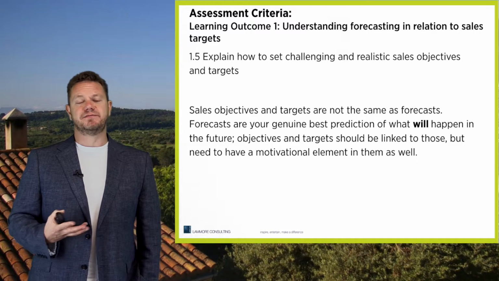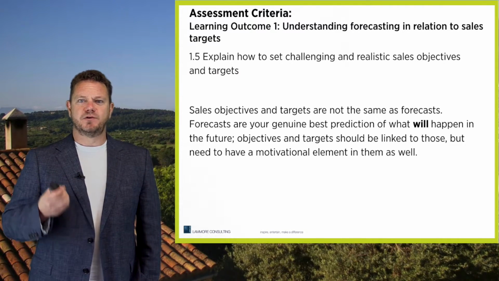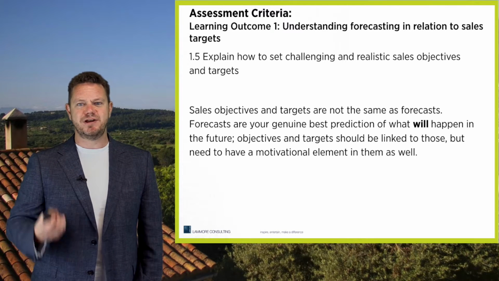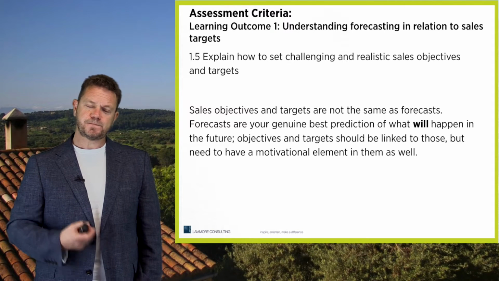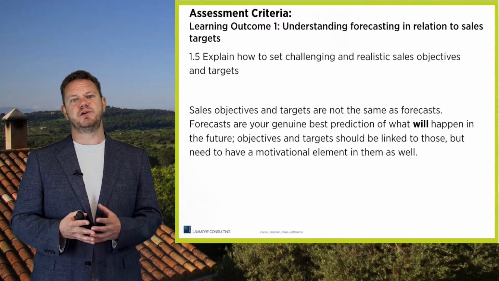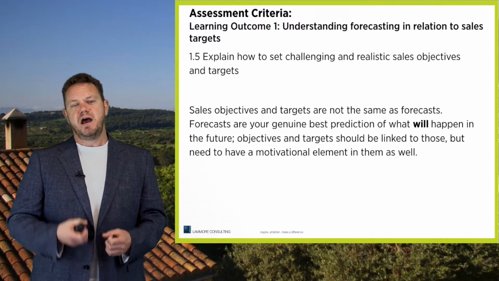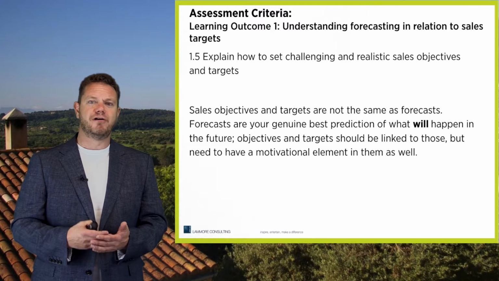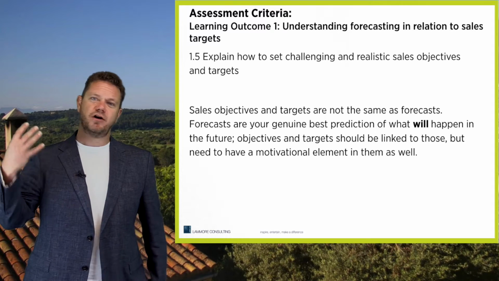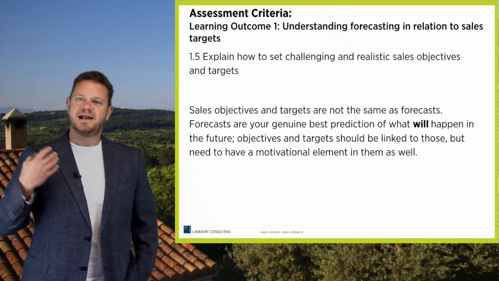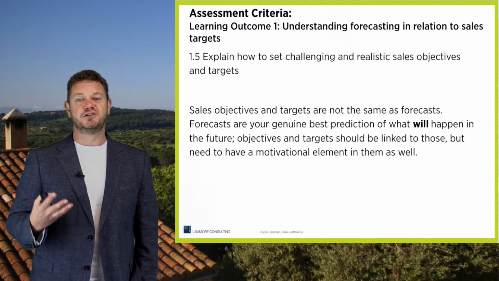And then the final element of Learning Outcome 1 is 1.5. It's the idea behind what is a challenging forecast, what is a realistic forecast, and what should a forecast actually be there to do. One of the most important things is to distinguish quite clearly between what is a target and what is a forecast. A forecast is our best prediction of what will happen in the future. It is not about being over-optimistic and saying, let's shoot for the stars and all of that sort of stuff. There's a role for that, but it's a role for a different sort of measure.